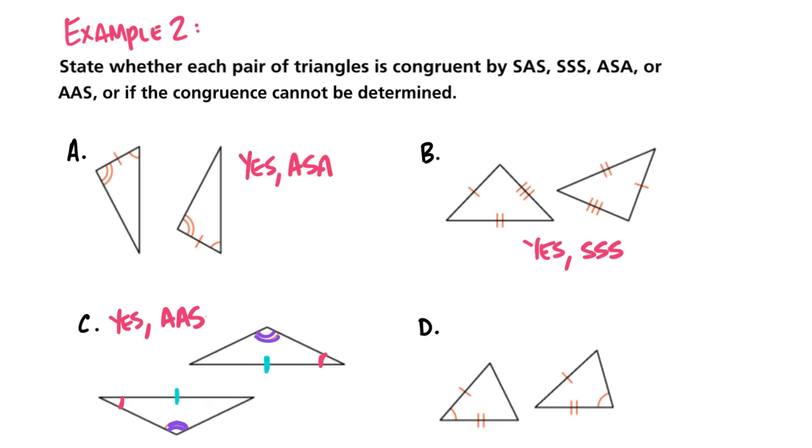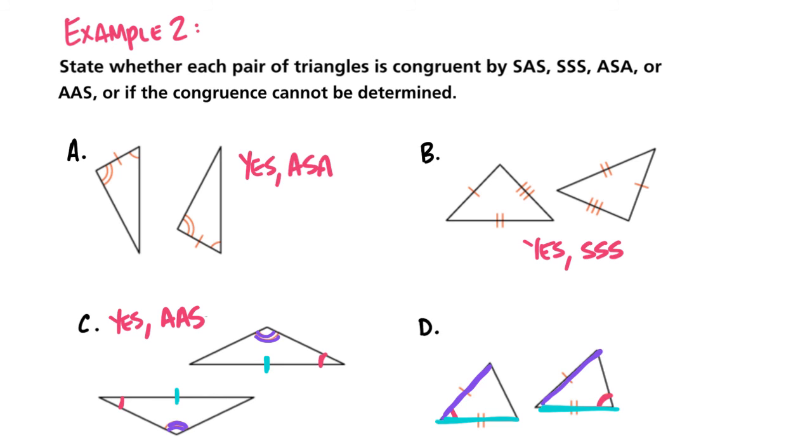Finally, on D, on the left-hand triangle, I can see that I have two sides and an angle, and on the right-hand triangle I have two sides and an angle. So I might be thinking about SAS, because that's the two S's and one A, right? Two sides and an angle. But if I look more closely, I notice that my angle here and here are the ones that are congruent. But then this side is congruent to this side, and this side is congruent to this side. So while on the left-hand triangle, I have two sides and the included angle, on the right-hand triangle, I have two sides, and then I have a non-included angle.